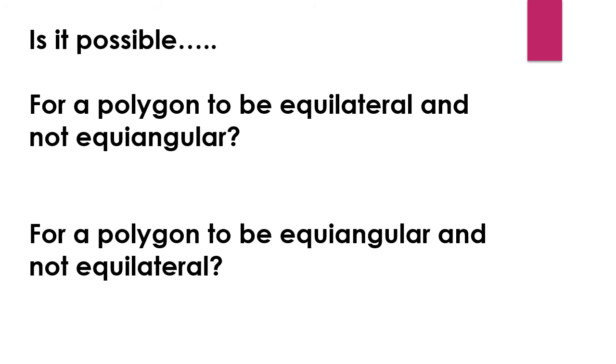I want you to take a minute and think. Is it possible for a polygon to be equilateral and not equiangular? And could a polygon be equiangular and not equilateral? Take a minute, hit pause, answer these in your notes, and explain your reasoning.